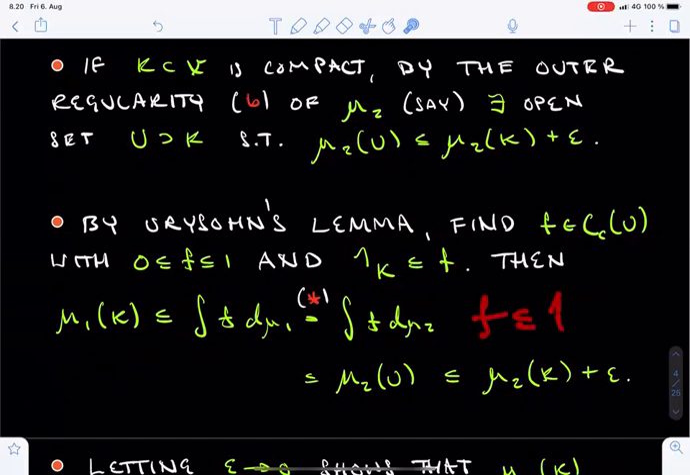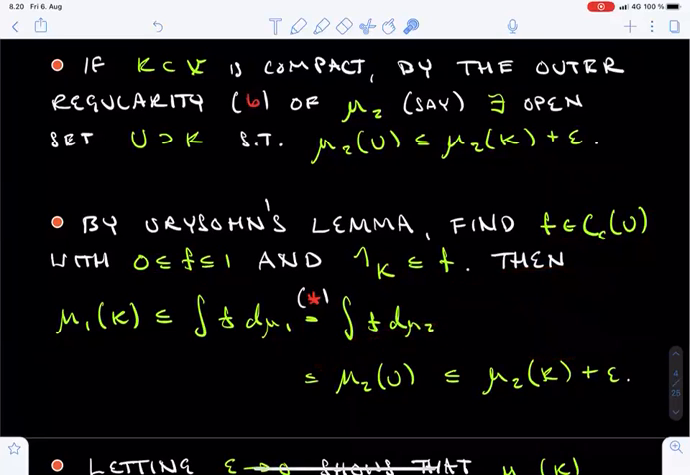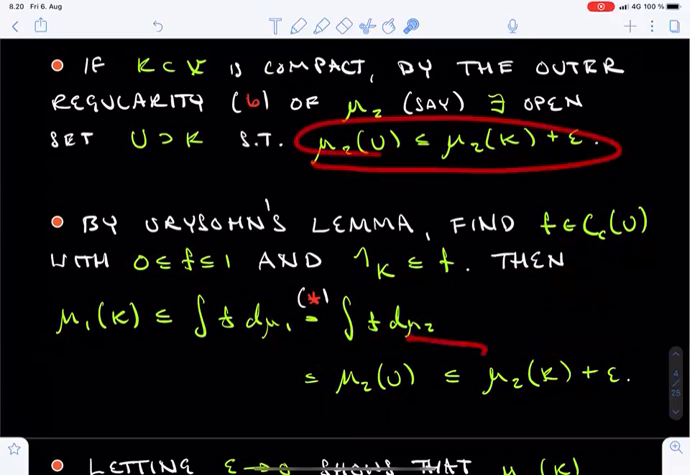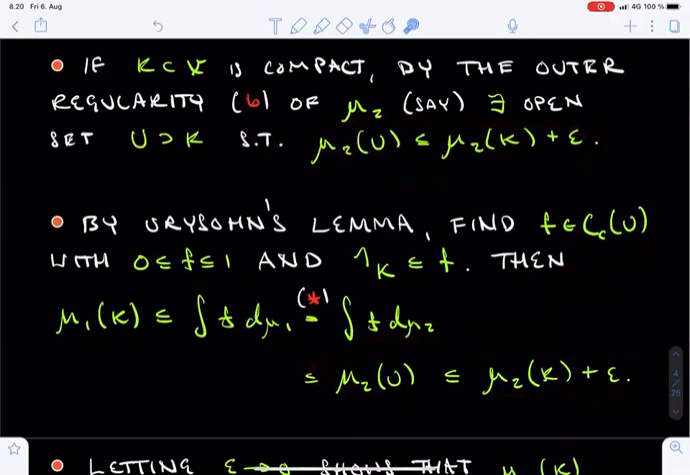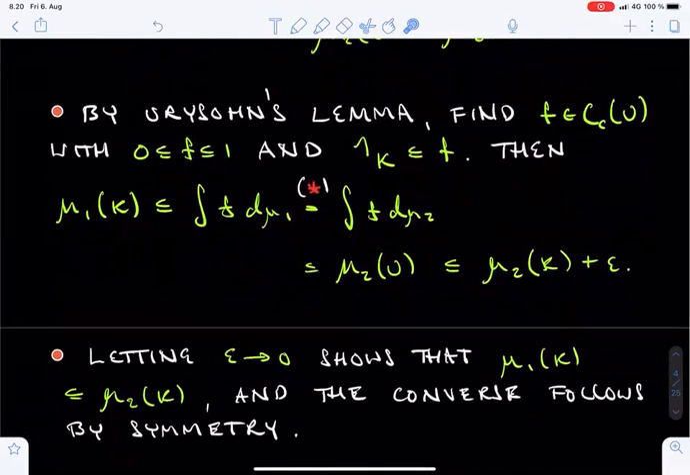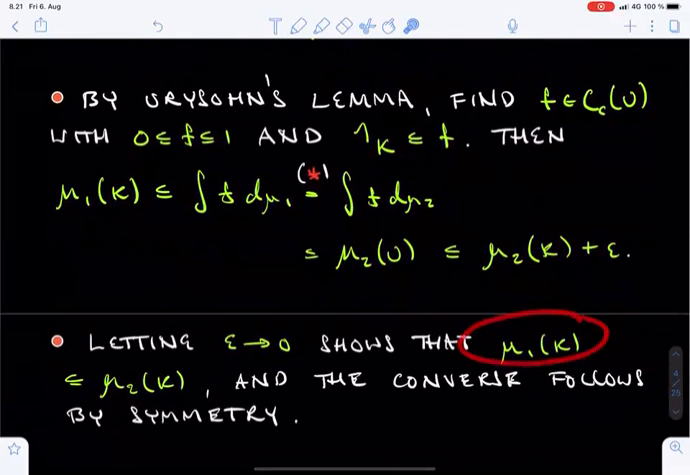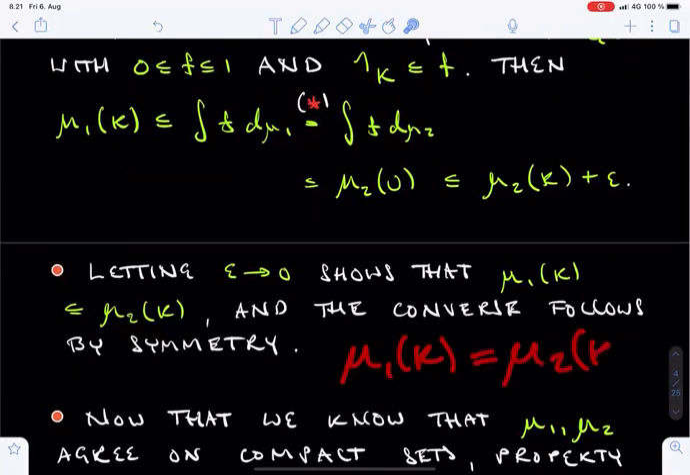Next, since f only takes values between 0 and 1, and is compactly supported on U, the mu2 integral of f is bounded from above by the mu2 measure of U. Finally, the set U was chosen so that its mu2 measure is no larger than the mu2 measure of K plus epsilon. Letting epsilon tend to 0 finally shows that mu1 of K is no larger than mu2 of K. By symmetry, the opposite inequality also holds, and hence we have shown that mu1 and mu2 agree on all compact sets.